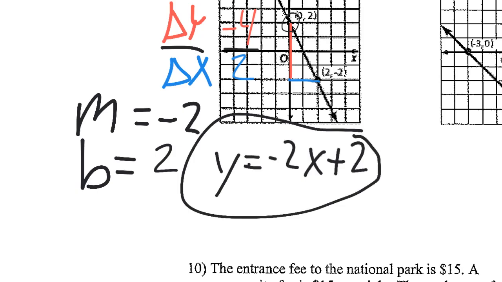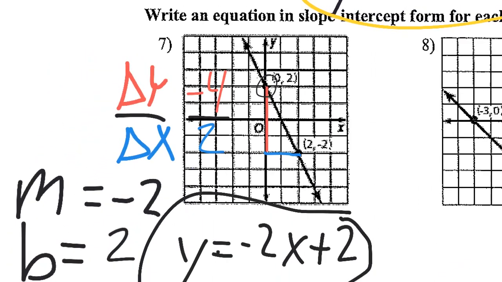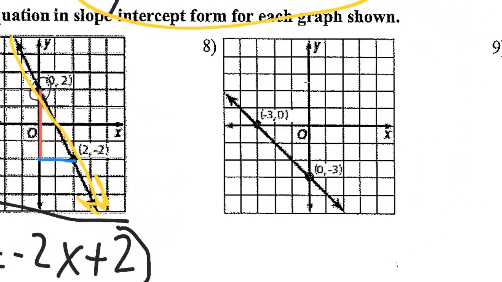And again, if you're not comfortable with where I got that negative 4, because it is easy to get mixed up: that line, the way it is graphed from left to right, is going down from left to right, so our slope has to be negative.